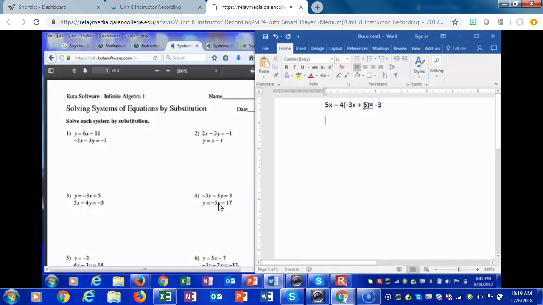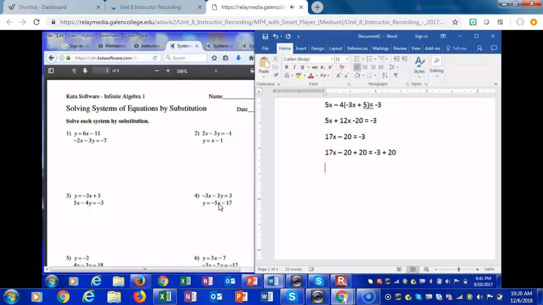All right. Still using the distributive property where it relates to negative 4 and everything else inside the parentheses. We now have 5x. Negative 4 times negative 3, two negatives make a positive 12x. And then negative 4 times 5 is negative 20, and that equals negative 3. If we combine like terms with 5x and 12x, we get 17x minus 20 equals negative 3. We need to move that 20 to the other side. So we have 17x minus 20 plus 20. That equals negative 3 plus 20.